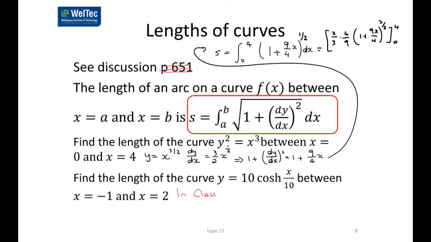So doing the arithmetic, it's 8/27 times (10√10 minus 1). So it's approximately equal to 9.07. Now, we don't have a unit, but we'll just call it units. And that is the arc length along the curve that's expressed as y squared equals x cubed between x equals 0 and x equals 4.